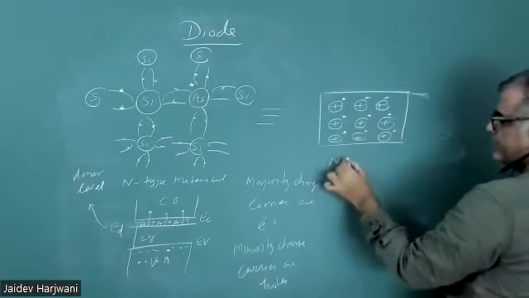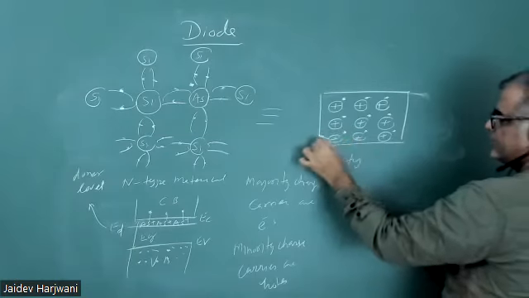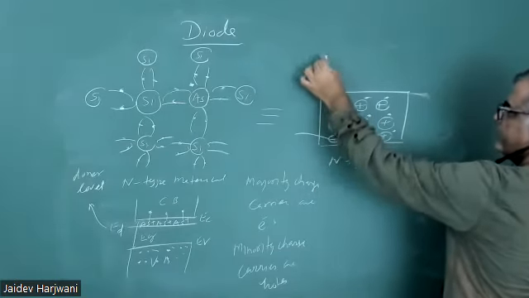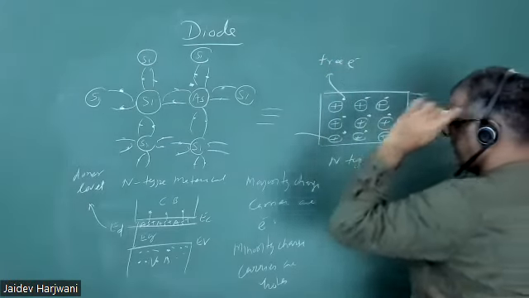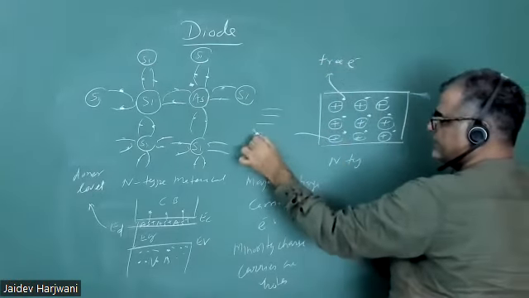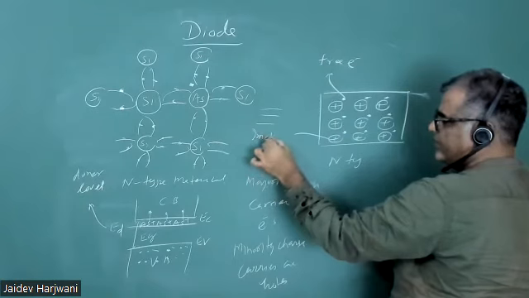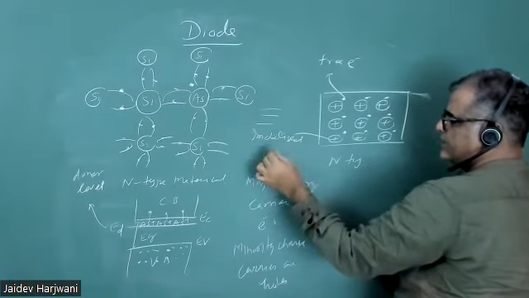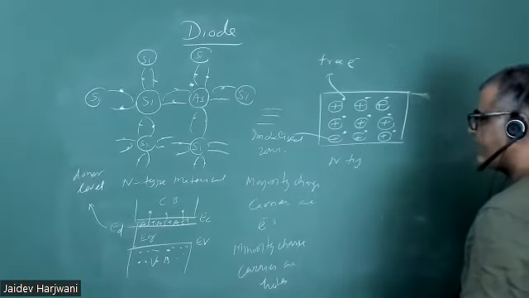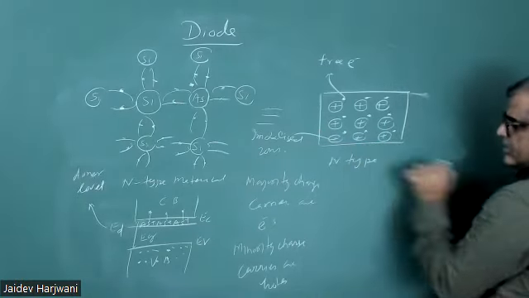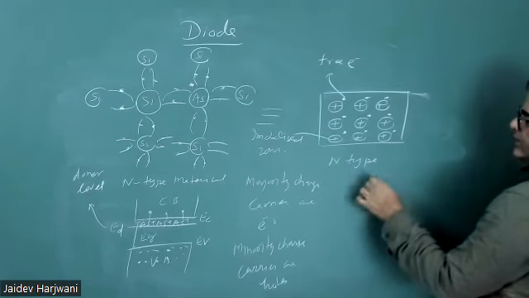So this is n-type material. These are the free electrons, which can move, and these are the immobilized ions, which cannot move. This is your n-type.